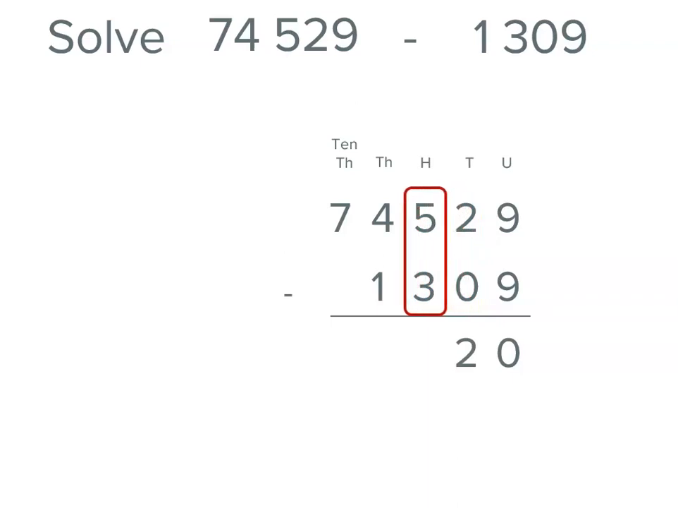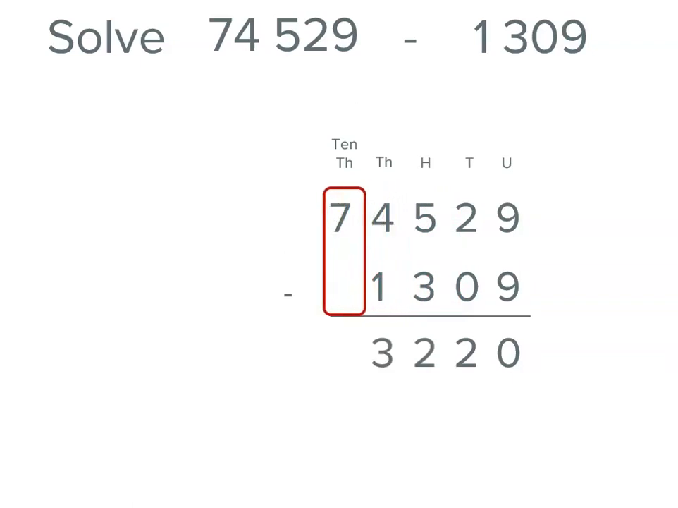Then we move left to our hundreds place. 5 minus 3 is 2. In our thousands place, 4 minus 1 is 3. And in our tens of thousands, we've got 7 and we're not subtracting anything. Well, that's the same as subtracting 0, nothing. So you could write a 0 there if you wanted to. And we've got 7 in the tens of thousands place.